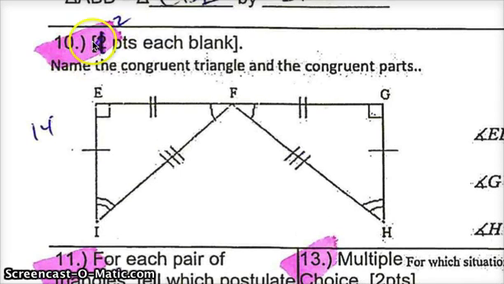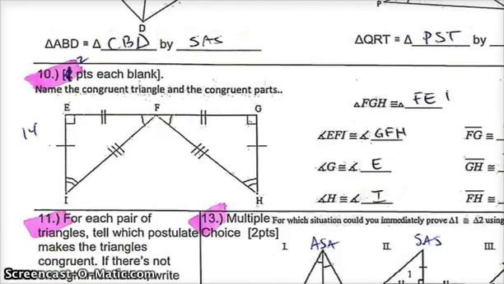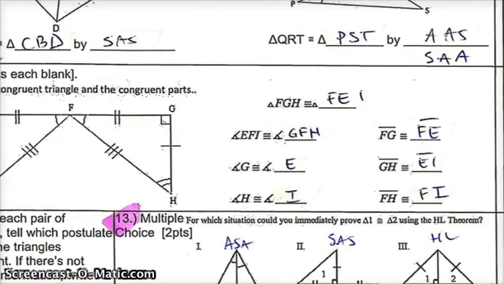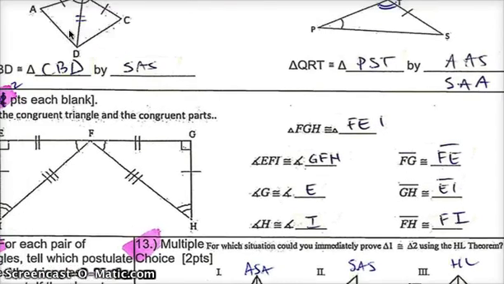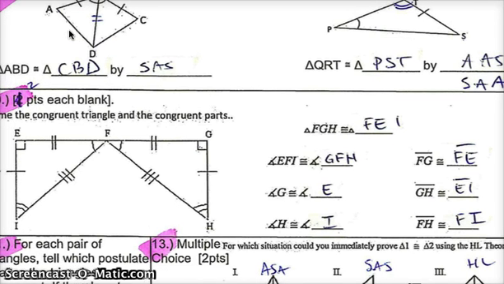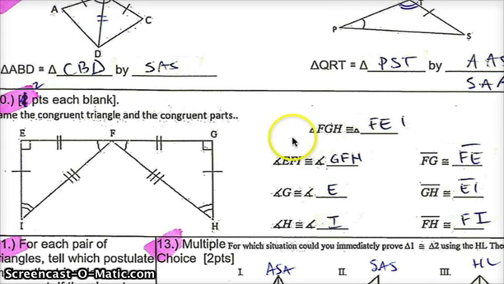Question number 10, I gave 2 points for each blank. Name the congruent triangles and their congruent parts. Triangle FGH. So you start here at this F, you're going towards the right angle, and then 2 arcs. That would have to be FEI, starting at F, going through the right angle, and then 2 arcs. Angle EFI: starting at the right angle towards 1 and then 2 arcs, same thing.